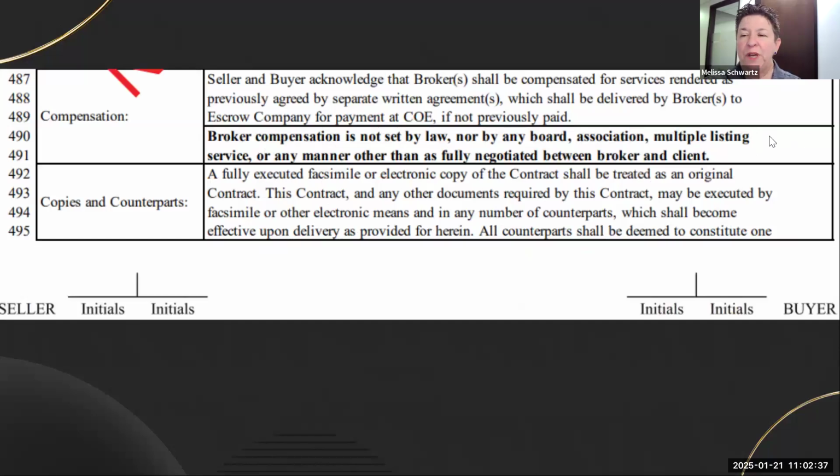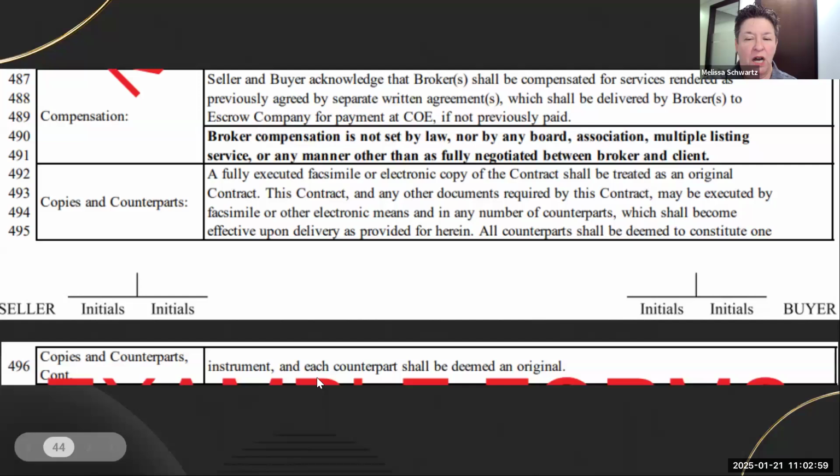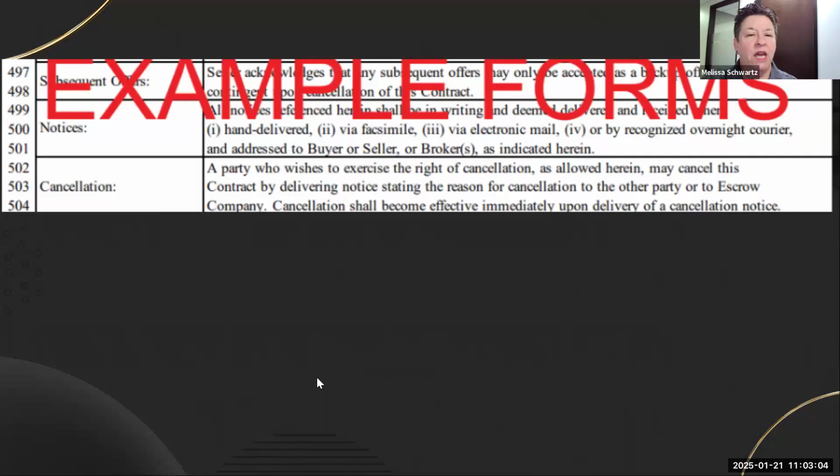Compensation. Brokers shall be compensated for their services rendered as previously agreed by separate written agreement. Broker compensation is not set by law, big, bold, right? That's in our documents as well. It has to be negotiated between the broker and the client. Copies and counterparts, all fine. Oops, wait. Where'd we go here? It just says it's deemed one original. I didn't realize it followed over there. Okay. Subsequent offers. Acknowledges the subsequent offers may only be accepted as a backup offer pending the cancellation.